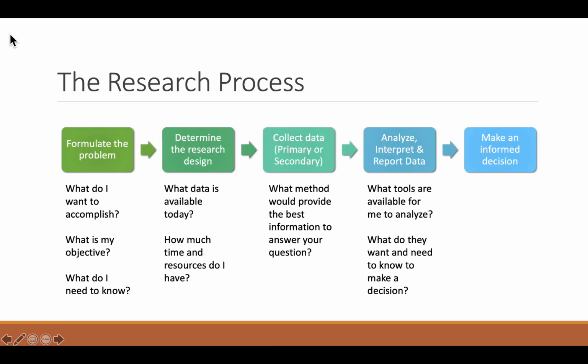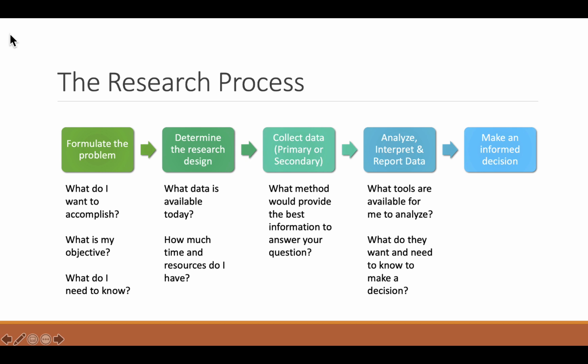So let's get started. As you know, the research process has 5 different steps. The first thing that we need to do is what we're going to learn about today, and that is formulating the problem. Why are we researching something to begin with? And the problem includes, what is it that I want to accomplish? What's my objective? And then what do I need to know?